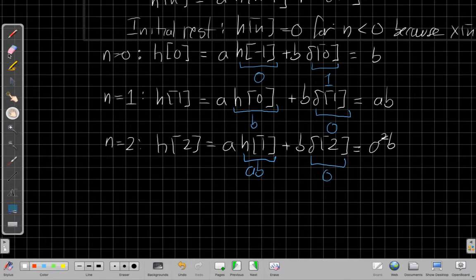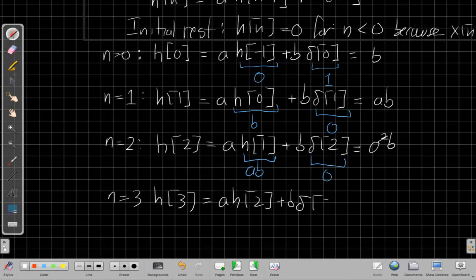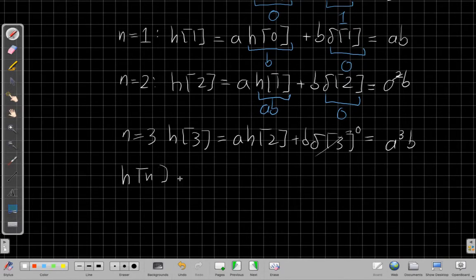I'm not going to keep going through, but well, I guess I'll do one more. So n equals 3 will be h of 3 is a times h of 2 plus b times delta of 3, which is still the second term. This is still 0. And so I get a cubed times b, and so on. And more generally, we haven't really proved it, but we can get a pretty good guess that in general our pattern is going to be, and we'll see later this semester how to show this is true for all n, that h of n will be equal to a to the n times b for n greater than or equal to 0, and 0 for negative time.